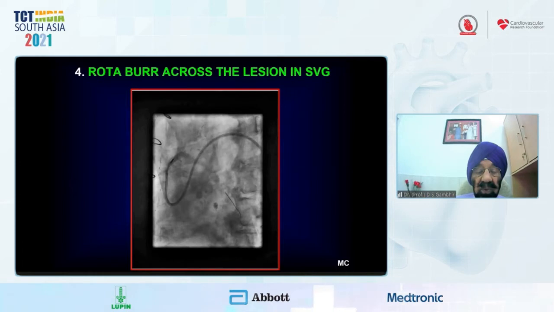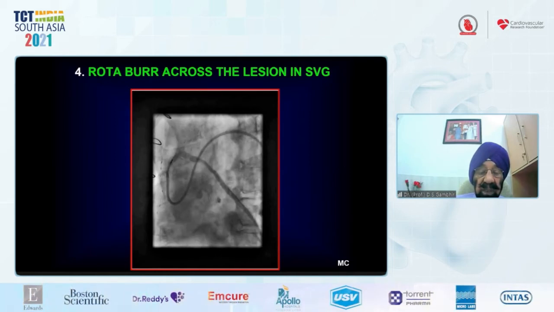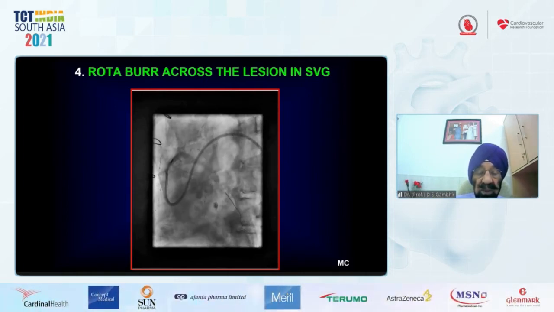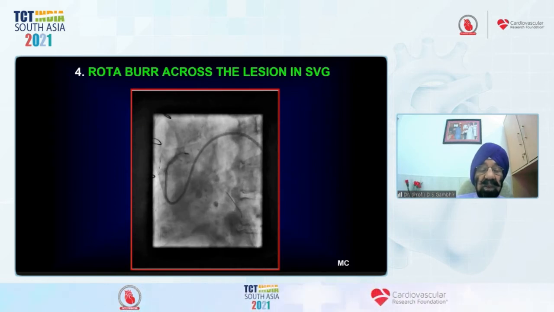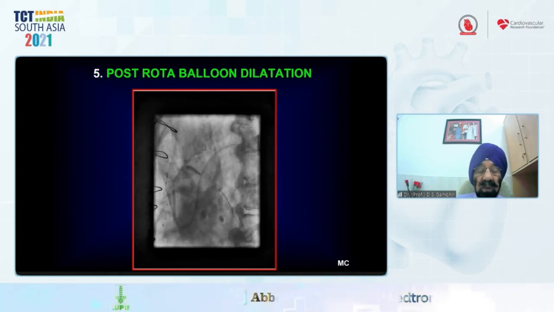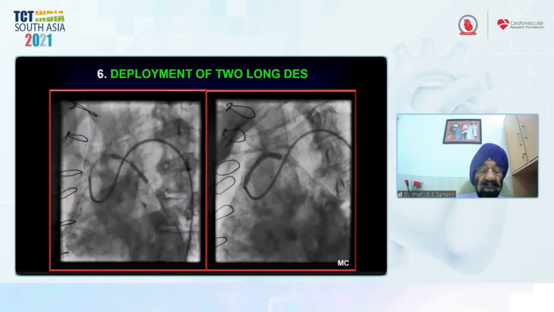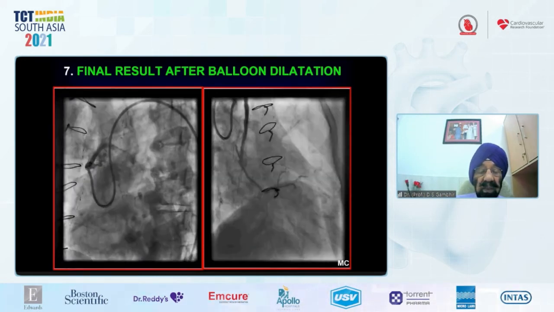So we decided to do a rota, which was our first case of graft stenosis. By this time, the literature was very scanty, and we were a little scared. We took a rota wire, and with a lot of difficulty, we were able to get a rota wire across this stenotic lesion. Then we picked up a 1.25 millimeter burr and did the rota without any problems. This is the post-rota balloon. Then we put two long stents, both 32 millimeters, covering the entire length of this graft. And this is the final result, without any slow flow, and a respectable result.